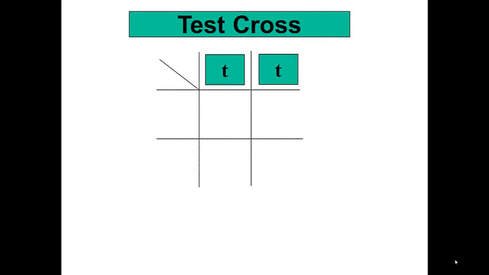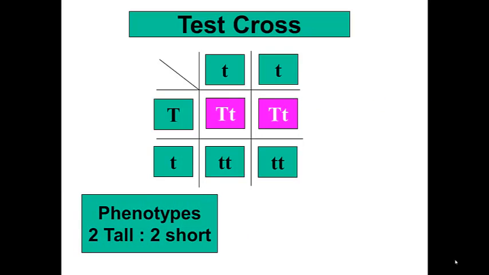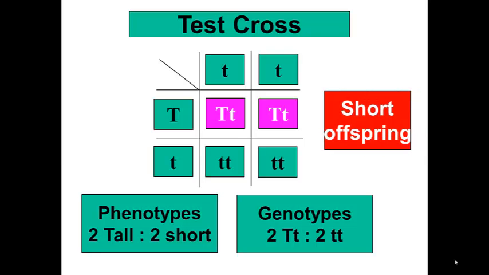If, on the other hand, you did a test cross and it turned out that you got two tall plants and two short plants, so your phenotypic ratio would be 2 to 2 or 1 to 1, one tall plant to one short plant, your genotype would be one heterozygote to one homozygote recessive, and you would see short offspring. This would indicate that your unknown was heterozygote rather than a pure tall.